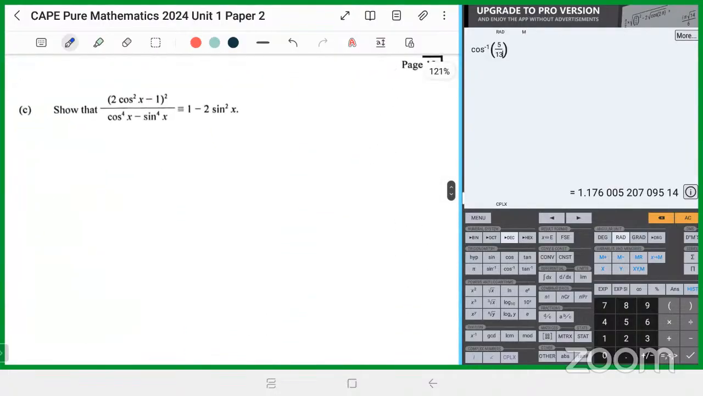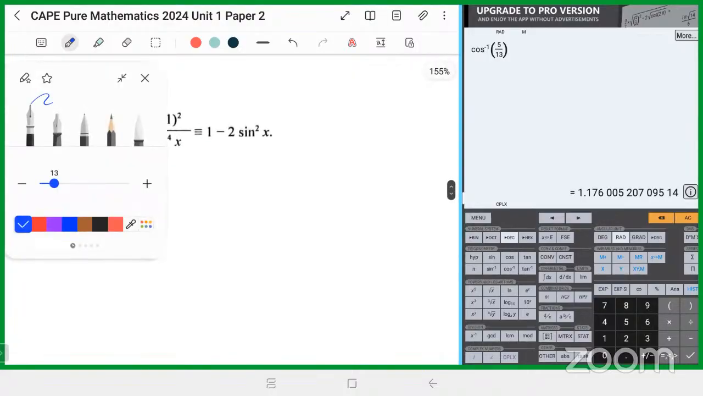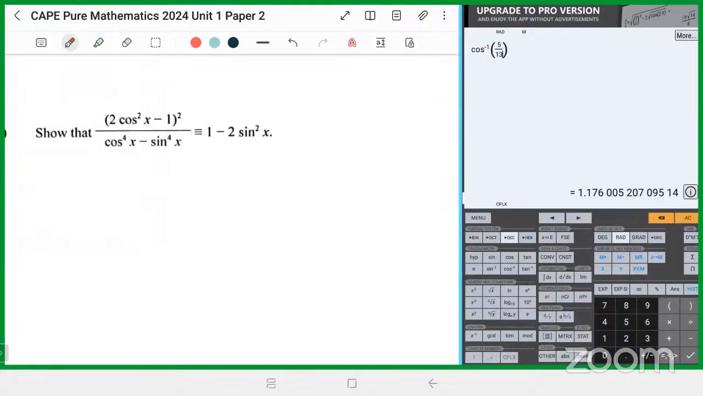Then we'll come to this proof. And I think this is a question that gave them some problems as well. But you have to have an eye for certain things. And I can tell you that this expression in here is cos 2x. That's cos 2x here. Cos 2x can be written two ways.